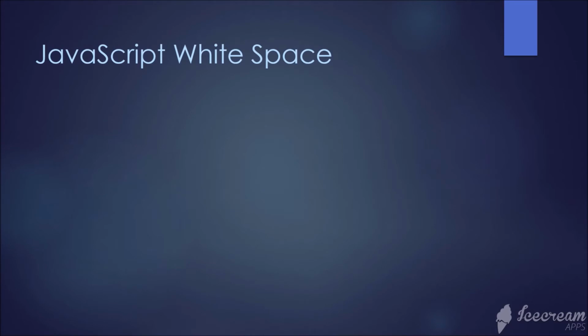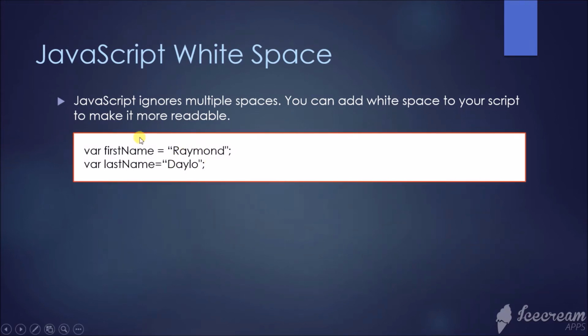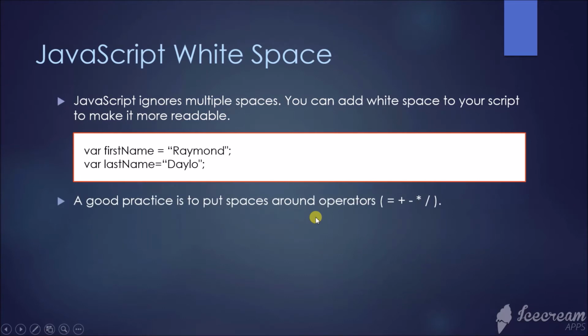Okay, so JavaScript white space. JavaScript ignores multiple spaces. You can add white space to your script to make it more readable. So we have here our sample code wherein we declare first name equals Raymond, then last name equals Dilo. Okay, so a good practice is to put spaces around operators, like equal, plus, minus, times or multiplication, and division.